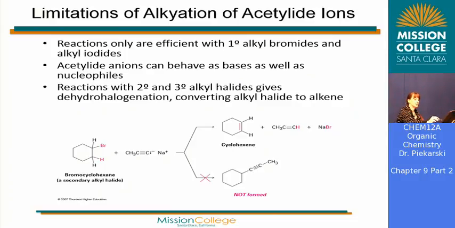halide into an alkene. So what happens was it acts as a strong base, it pulls off this proton, these electrons go here, and it kicks off the leaving group, and instead makes the double bond, right? So this is the acetylide anion acting as a base. Okay?